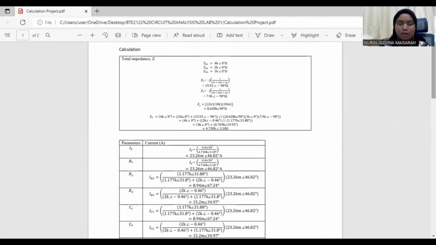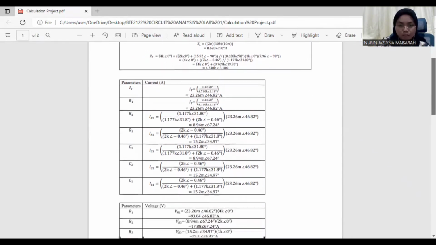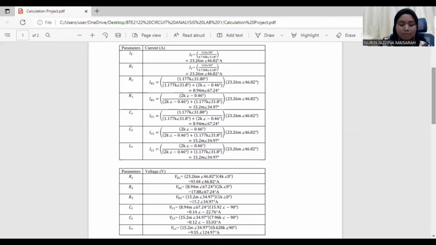So first we do the calculation for the impedance, where the calculation is by using the formula for each component, for example the capacitors and inductor, and then the total impedance is calculated by doing the series part first, and then we proceed with the parallel part. Next, to find its total current, the Ohm's law formula has been used, where the voltage is divided by the total impedance here. You can see it here.